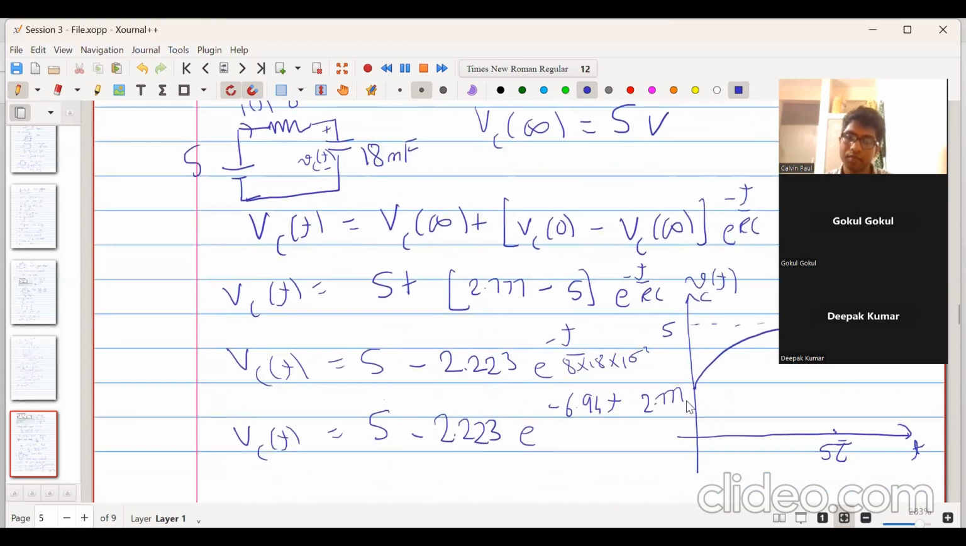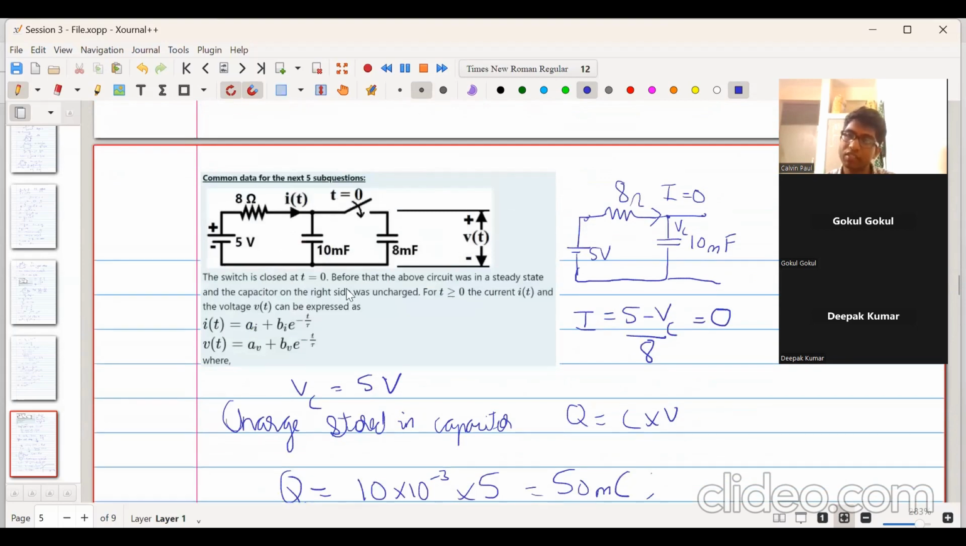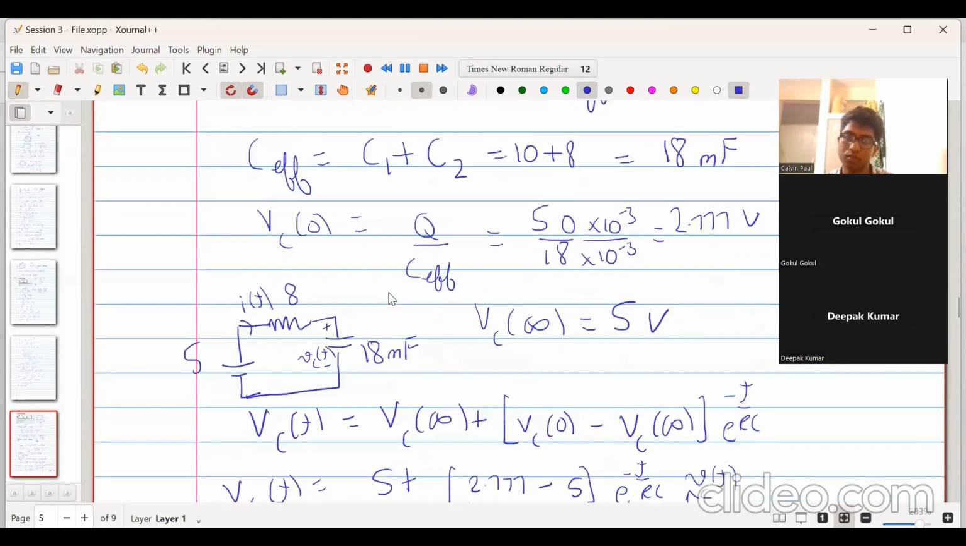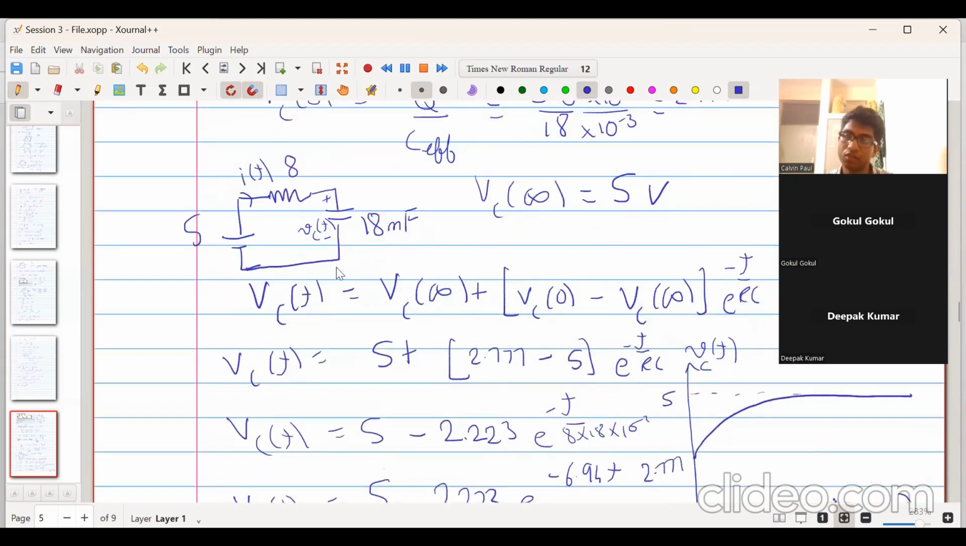So that is the case. Now we will consider some other situation, where this capacitor also was discharged. This capacitor also had voltage 0. It was uncharged, so the total initial voltage was 0. And we also found that there's a shortcut formula which we can apply for solving first order RC circuits or first order RL circuits.